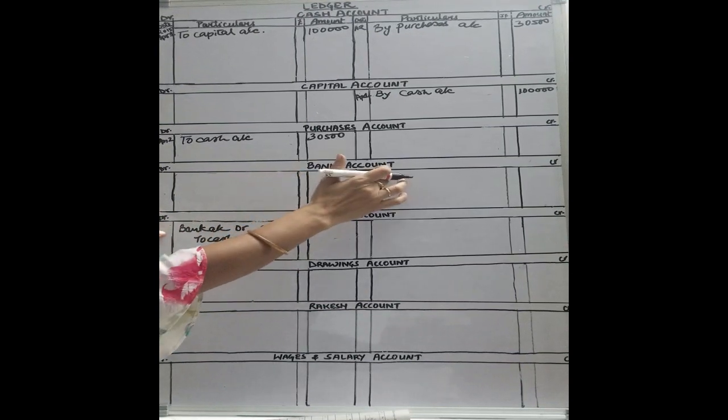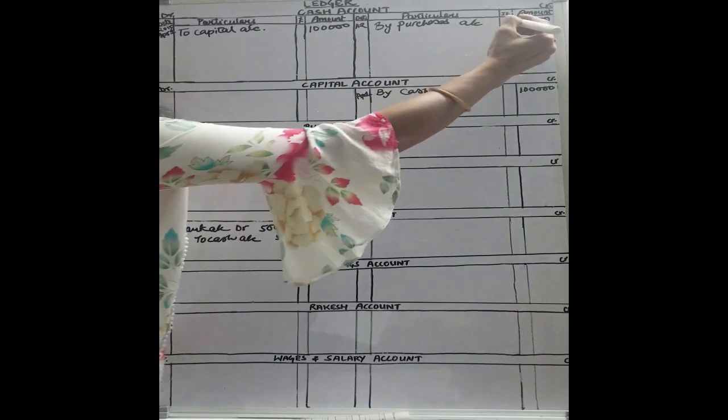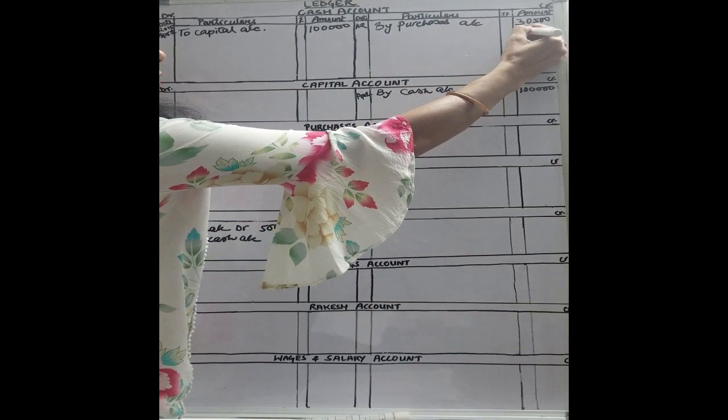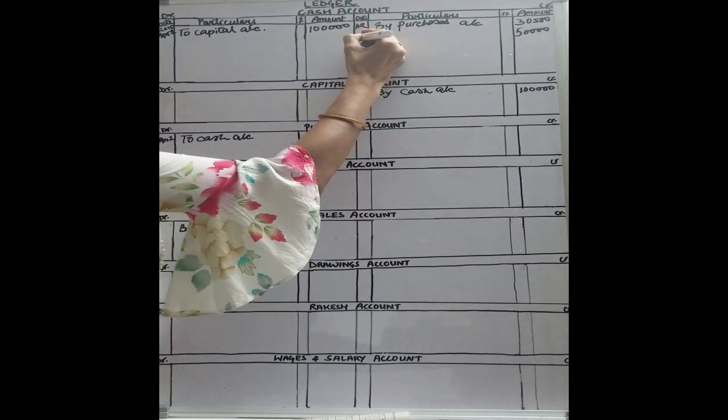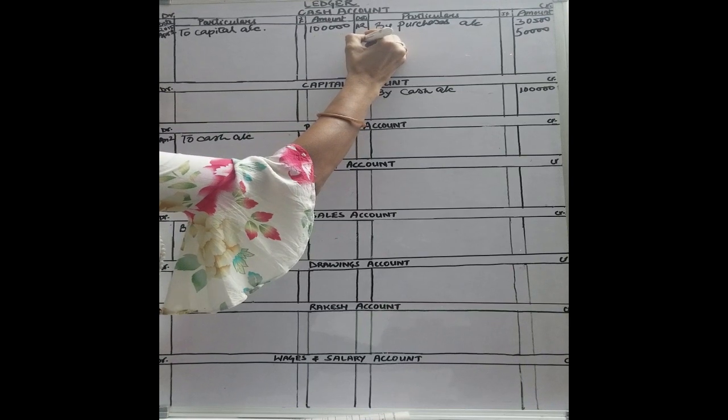We already have cash account with us. So now we have to open a new account with the name bank account. I have opened it here. Now let's just transfer the amount. Cash account is credited with rupees 50,000. So we will credit the cash account. How we'll do it? By writing the amount on the credit side of the cash account. Like this. Date is April 13th.